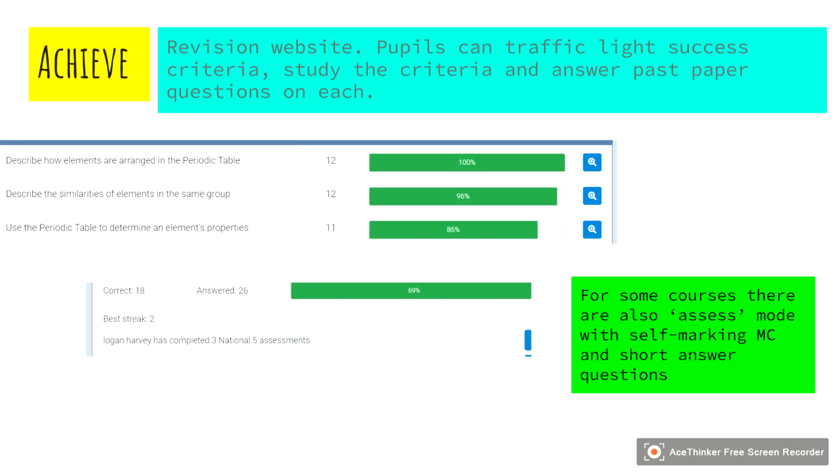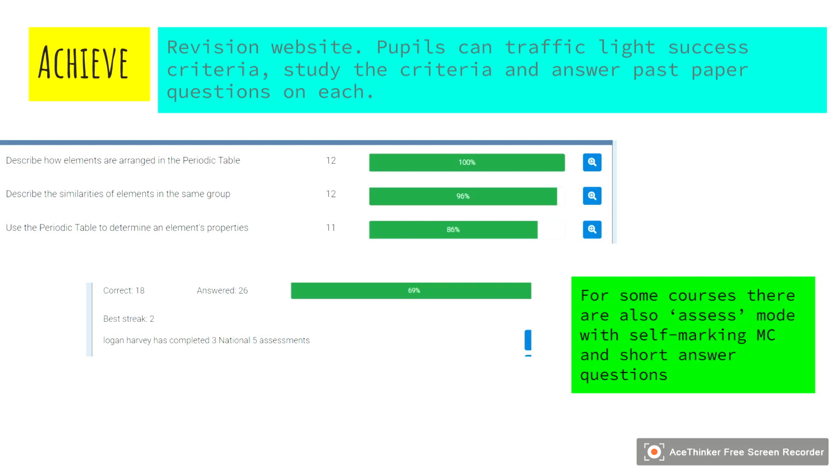The next one, this one is a revision website, and this one is a paid one. It's called Achieve. This is for senior phase pupils who are doing their exams. Most courses are on there now. There are still some courses that are missing. This website is how pupils can traffic light success criteria. So for every little key area, there's little statements that they can go and traffic light. It also has links to revision links, so different websites and different videos for each statement. And each statement is also linked to some past paper questions as well.